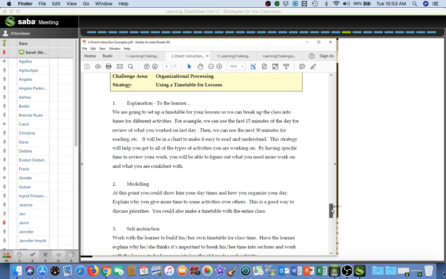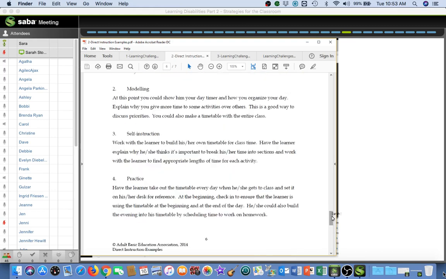Modeling. So at this point, you want to maybe show them your day timer and how you organize your day. Explain why you give more time to some activities over others and how you came up with that essential formula for your day. It's a good way to discuss priorities. And you can also make a timetable with the entire class. That might be an effective use for class culture.